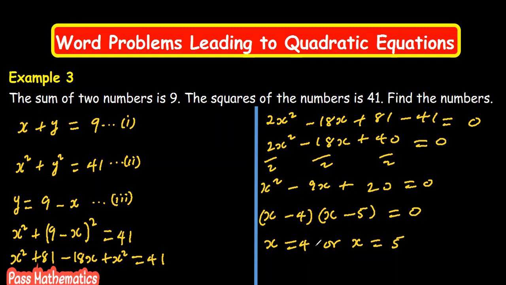So we can say those two numbers are 4 and 5. So check the question. The sum of these will give us 4 plus 5 is 9. And then the square of 4 is 16, and then plus the square of 5, which is 25. So we should have 41. So you can see we are correct. Yes. So this is how to derive quadratic equations from word problems.